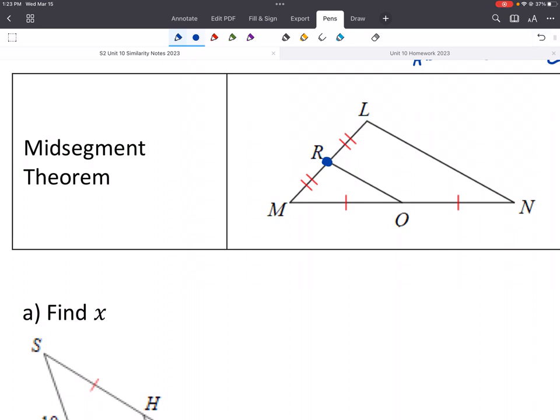Okay, so this length is the same as this length. Makes sense because it's the middle. And the same thing applies to point O, which is halfway between M and N, so that means that MO, this, is the same length as this. Okay, so there is some sort of relationship whenever we have a mid-segment.